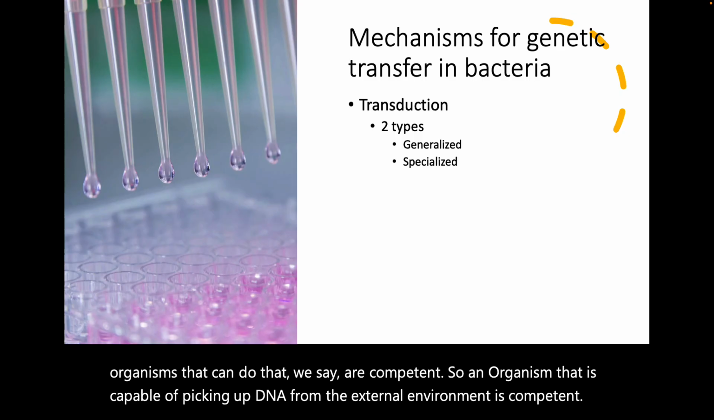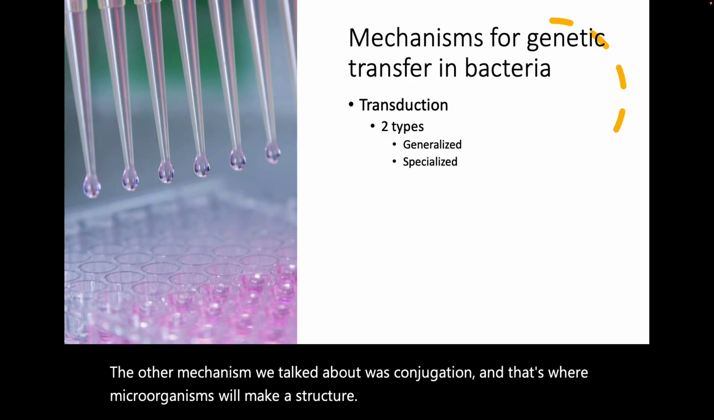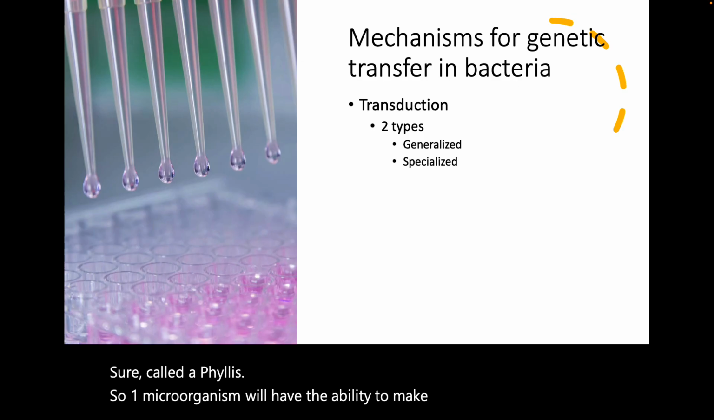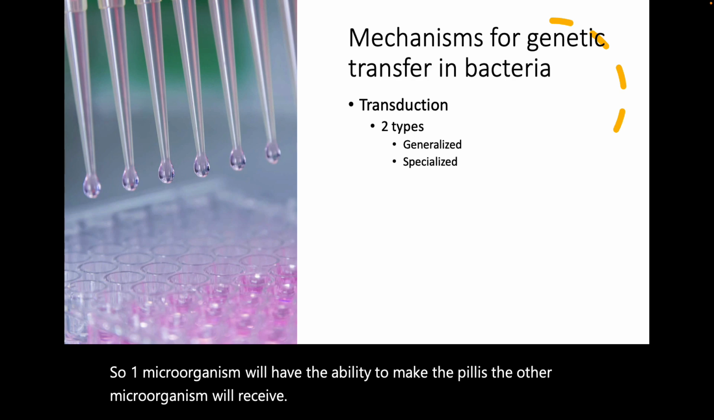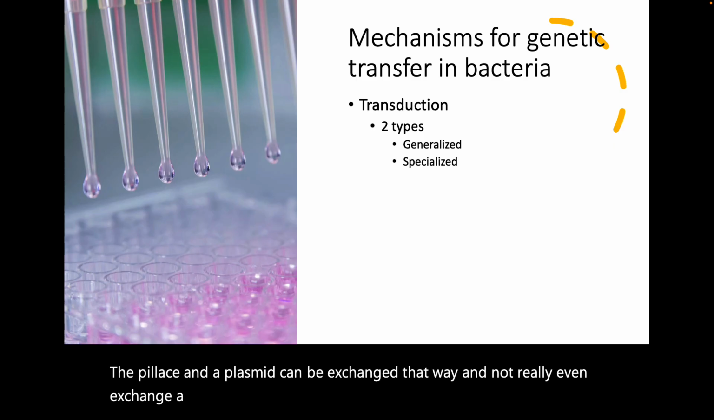The other mechanism we talked about was conjugation, and that's where microorganisms will make a structure called a pilus. So one microorganism will have the ability to make the pilus. The other microorganism will receive the pilus, and a plasmid can be exchanged that way. And not really even exchange, a plasmid can be given from one cell to the other. It is not reciprocal, there's not a trade.